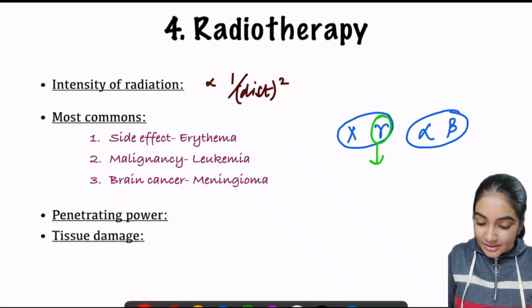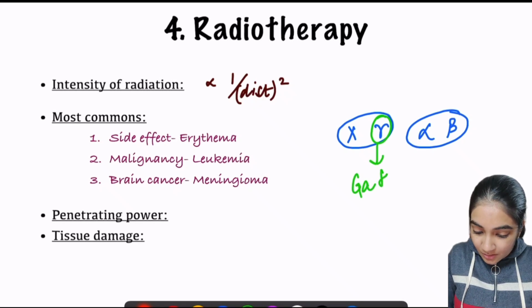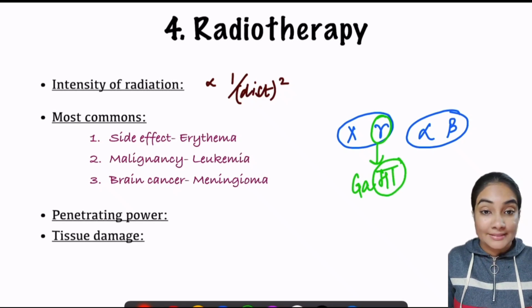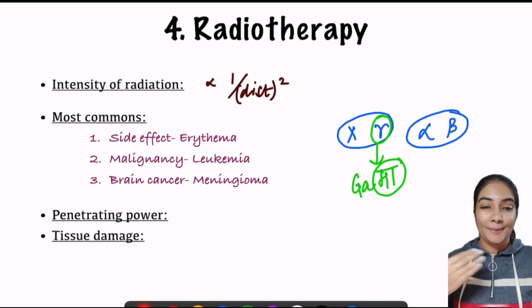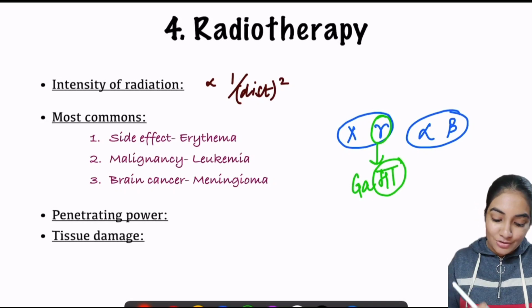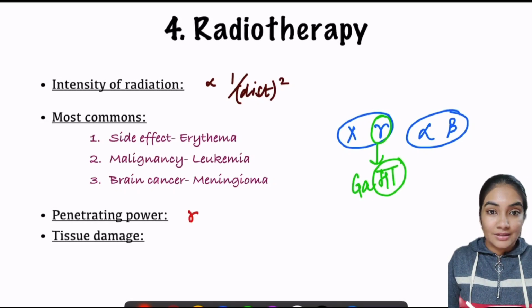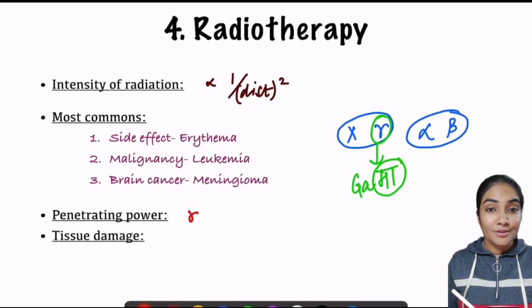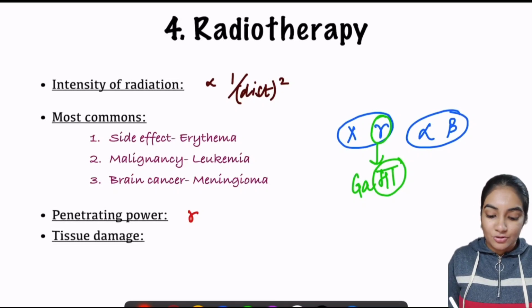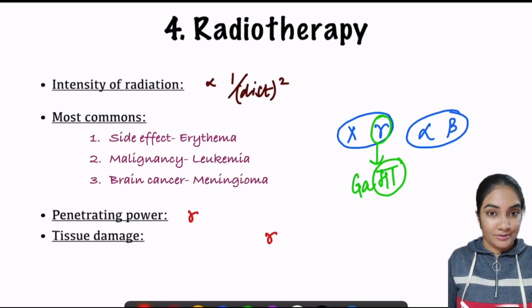Gamma, you remember it as Ma, your mother. So your mother can penetrate you deeply. No matter what kind of a sakt person you are, your mother can penetrate you. So penetrating power would be maximum for gamma. And tissue damage, can your mother damage you? No, never. So it is the least for gamma.